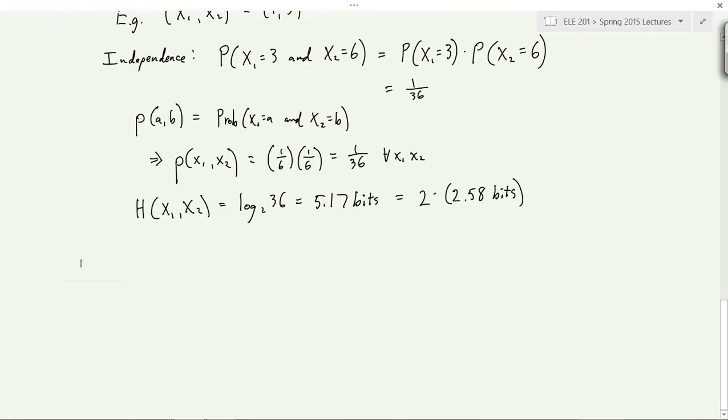And the statement is, if, let's say, x1, x2, x3, as many of these as we want, are independent, then the entropy of all of them together is just the sum of their individual entropies.